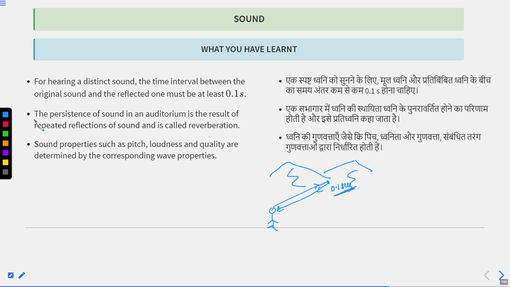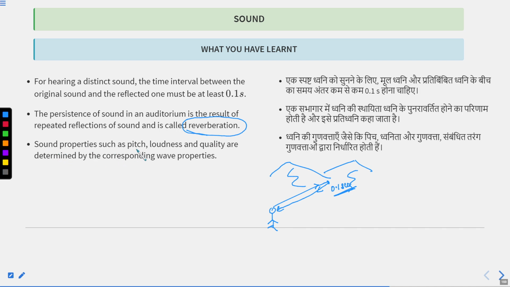The persistence of sound in an auditorium is the result of repeated reflection of sound and is called reverberation. Whenever you go into a big auditorium, you hear some repeating sound. It is the result of repeated reflection of sound waves, and this phenomenon is known as reverberation.